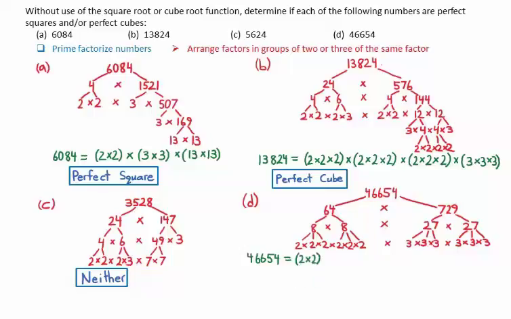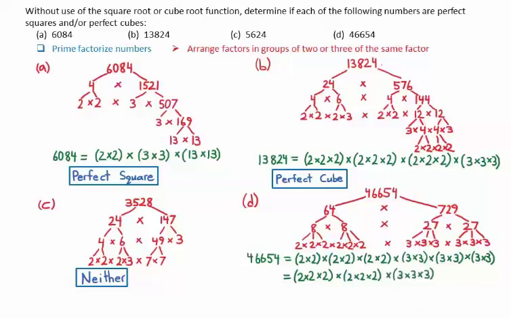We can then write 46,654 as 2 times 2 times 2 times 2 times 2 times 2 times 3 times 3 times 3 times 3 times 3 times 3. Notice we have arranged everything into groups of 2. We can also write it 2 times 2 times 2 times 2 times 2 times 2 times 3 times 3 times 3 times 3 times 3 times 3.